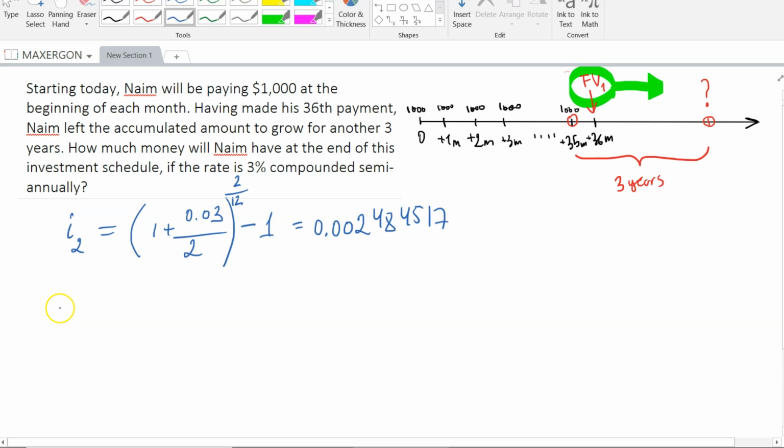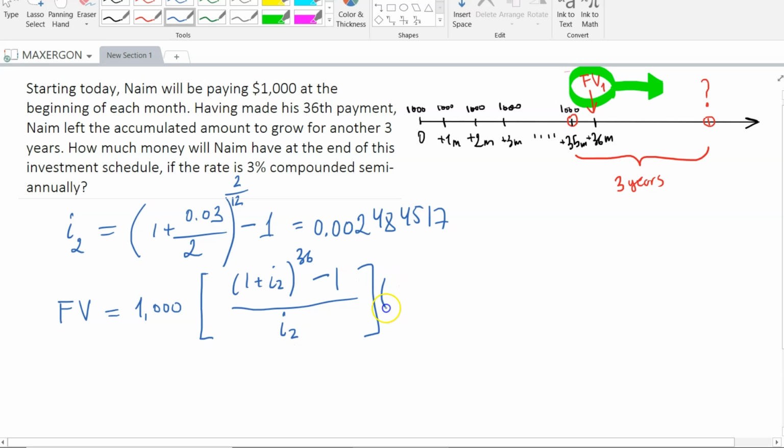It is a simple due annuity. We'll need to find the future value for this simple due annuity. The payment is $1,000, which we will multiply by 1 plus I2, because that's the new periodic rate. The number of payments is 36 minus 1. I2 is in the denominator. And also there is the term because of the due annuity, which is 1 plus I2.